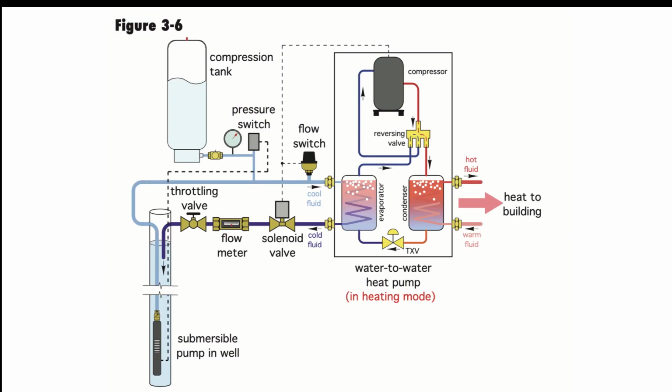Depicted in figure 3.6 is what is commonly known in the industry as a pump and dump. Essentially, a submersible pump is in a well. This is the same water that would be used for potable water applications. Essentially, the water is pumped up through a heat exchanger. The heat exchanger is providing both a heat source as well as a heat sink if the system is in the cooling mode.